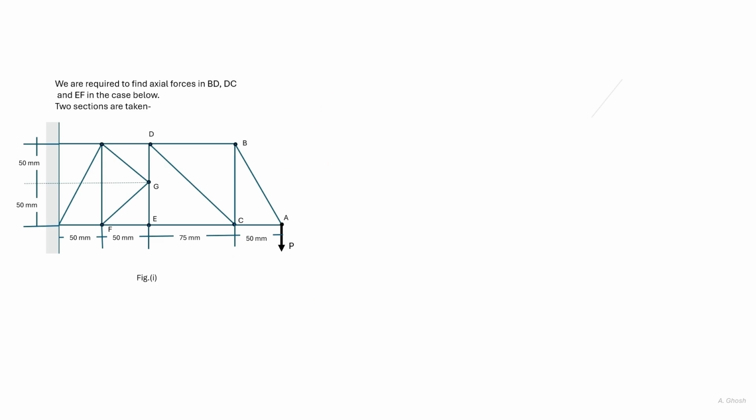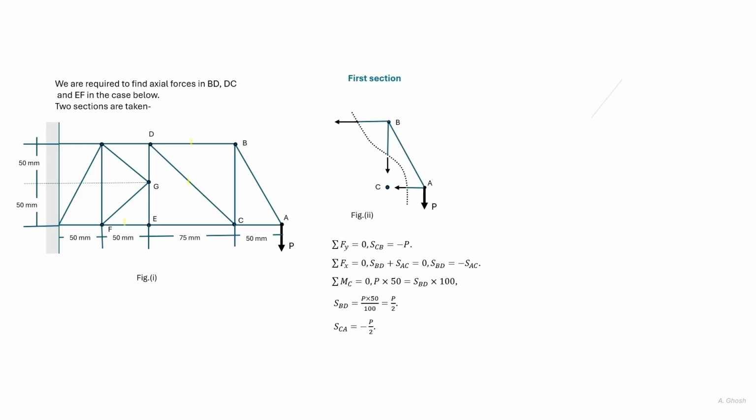Here we are required to find out forces in BD, in CT, and EF. We'll solve the problem by taking two sections. The first section is taken here. So we'll consider the equilibrium of this portion. We notice that we don't need to find overall reaction forces of the truss in this problem, and we are proceeding from the right.